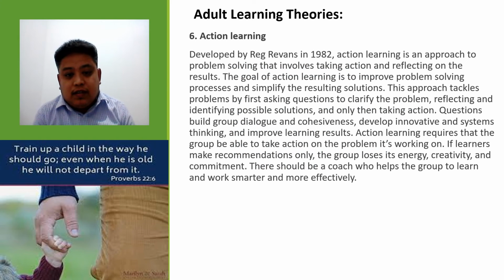The last theory of adult learning is action learning. Developed by Reg Revans in 1982, action learning is an approach to problem solving that involves taking action and reflecting on the results. The goal of action learning is to improve problem solving processes and simplify the resulting solutions. This approach tackles problems by first asking questions to clarify the problem, reflecting and identifying possible solutions, and only then taking action. Questions build group dialogue and cohesiveness, develop innovative and systems thinking, and improve learning results.